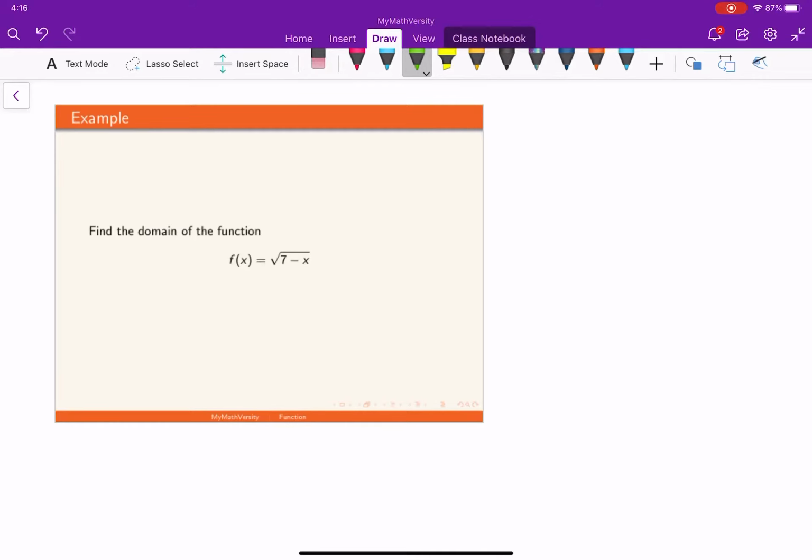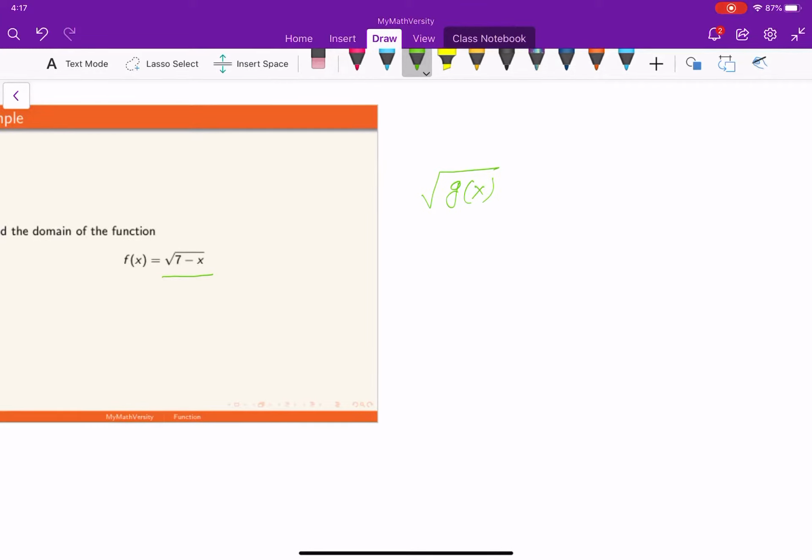In this example, we need to find the domain of the given function here, square root of 7 minus x. So let's try to see how we can find the domain of this type of square root function. For example, if you have square root of g of x, how do you find the domain of this type of function?